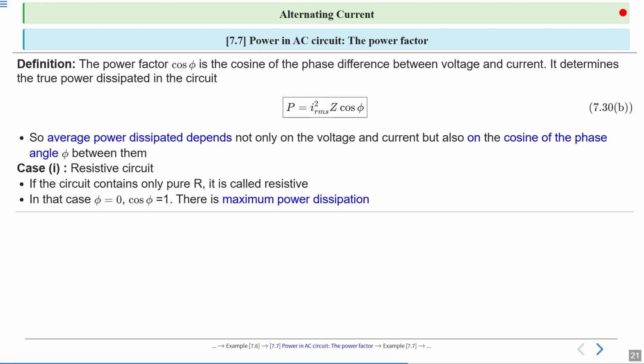So phi is 0 in the case of a resistive circuit because voltage and current are in phase. That's why cos phi is 1, the maximum value. So there is a maximum value of power. It is called maximum power dissipation when cos phi becomes 1. So power dissipated will be IRMS square R. So this is the maximum power dissipation.